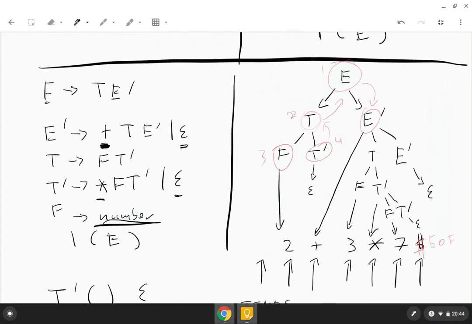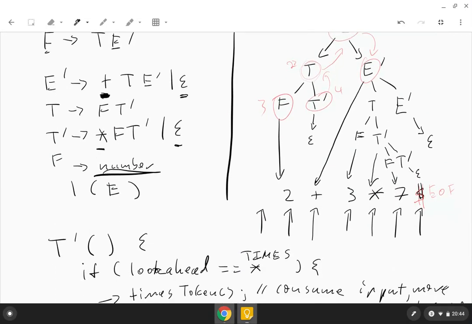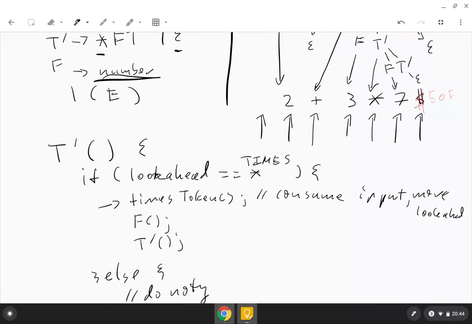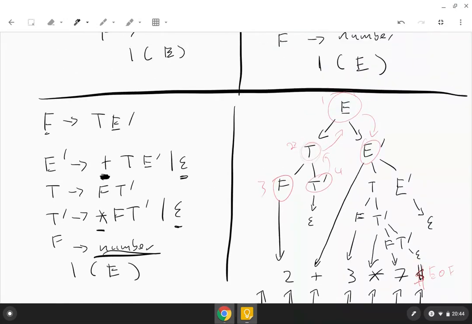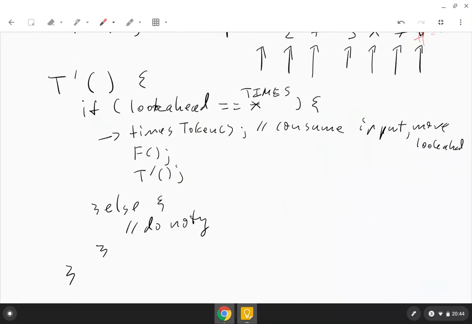Then for code generation, this change of the grammar makes code generation a little bit more annoying, because your term or your expression may be spread across two different functions. That's going to make things a little bit more annoying, but it's still doable.